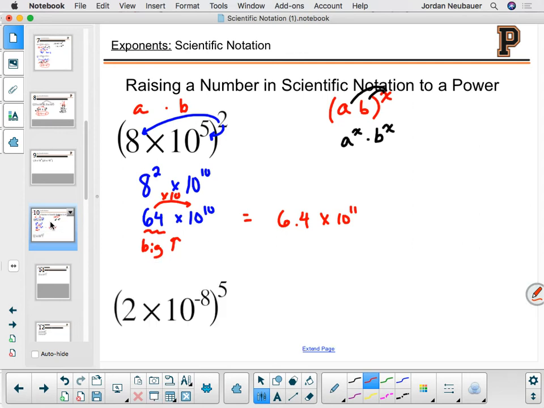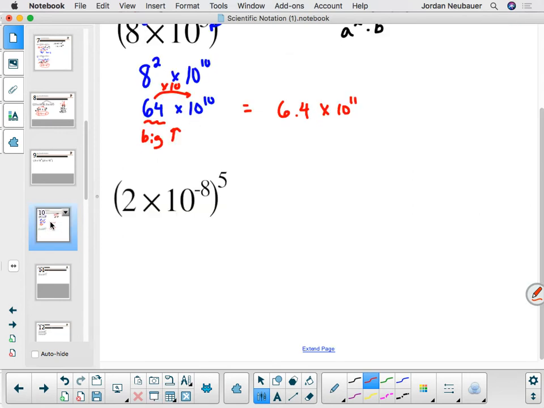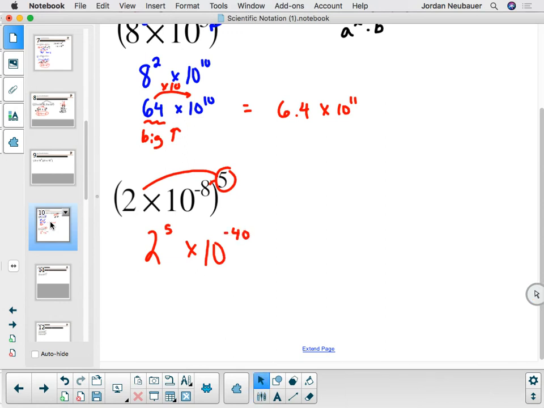All right. So regardless of what operations you're doing with scientific notation, you've got a lot of similar properties to what we've been learning about. Here we're going to apply this fifth exponent to everything. Apply it here and here. This is 2 raised to the fifth times 10 raised to the negative 8 times 5. That's negative 40th power. Big number. I should say really small number.